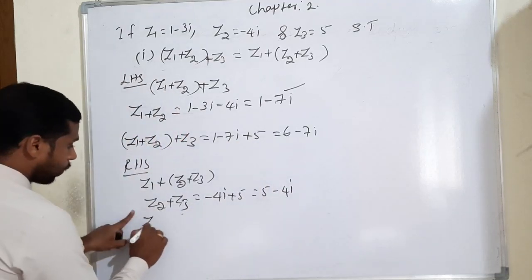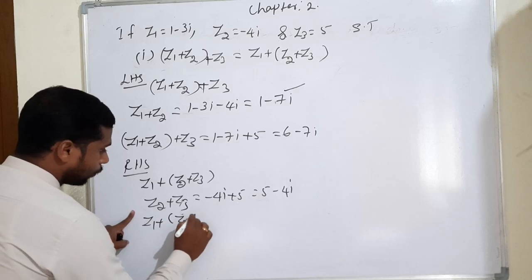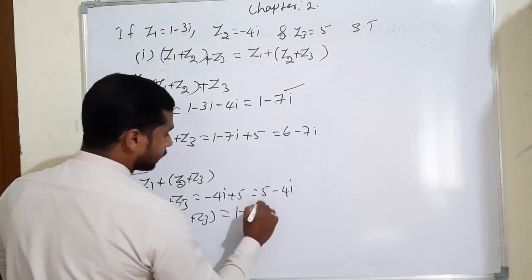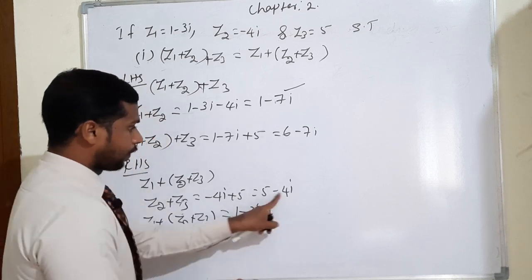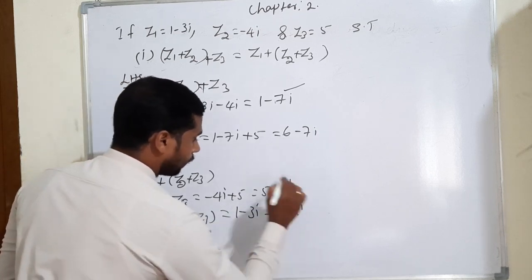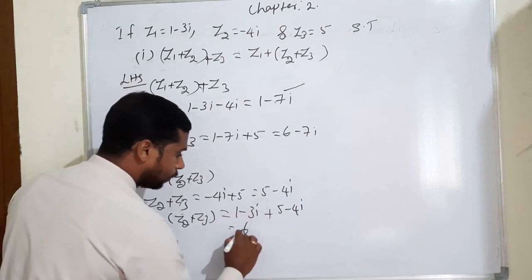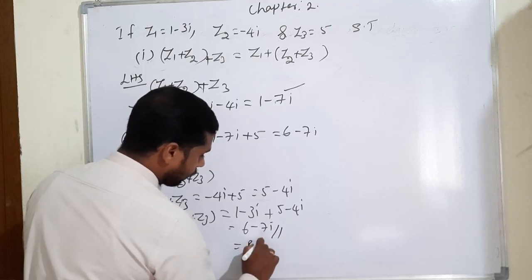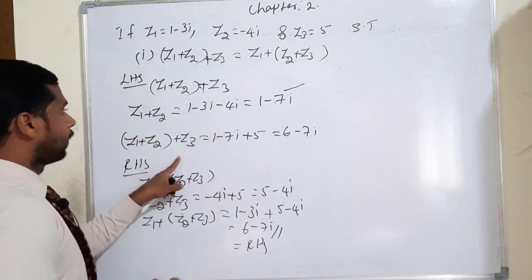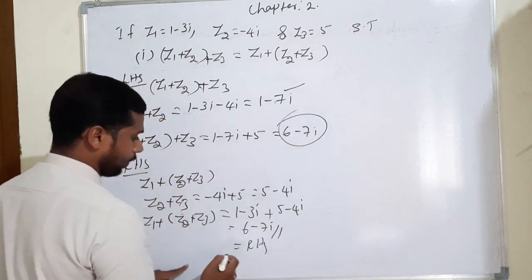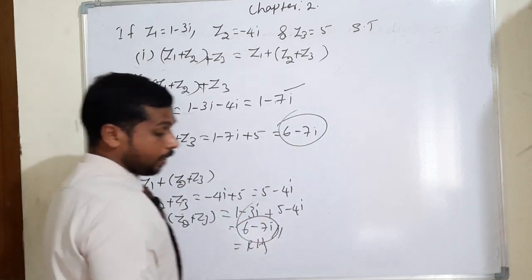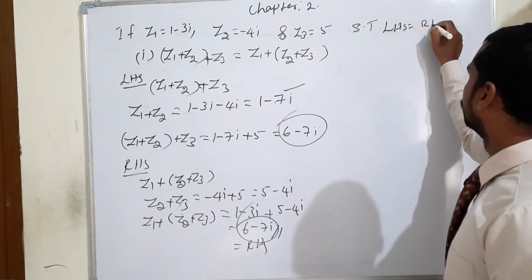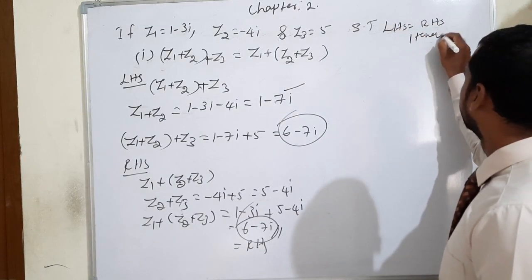Then add with z1. z1 is equal to 1 minus 3i, then plus 5 minus 4i. Again add the real parts, 1 plus 5 is equal to 6, minus 3i minus 4i is minus 7i. This is called RHS. Look, LHS value is 6 minus 7i, RHS value is 6 minus 7i. Therefore LHS equals RHS, hence proved.